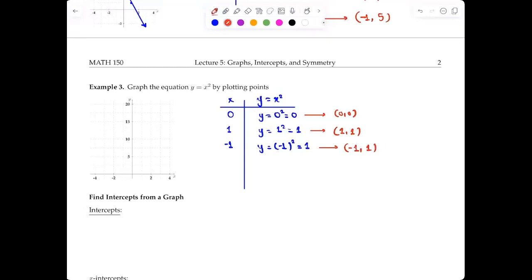All right. So now let's move on to the next set of points. X equal to 2, x equal to -2. So y equal to 2 squared equal to 4. So I have the next point, which is 2, 4. And then one last point, x equal to -2, then y equal to (-2) squared, or +4.